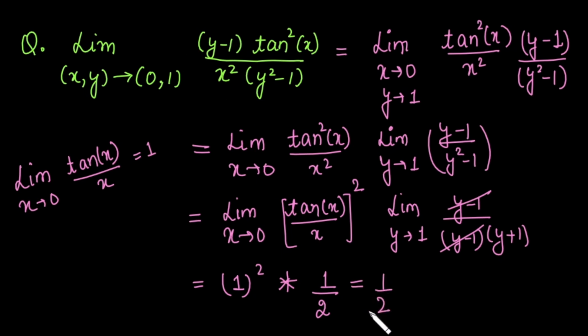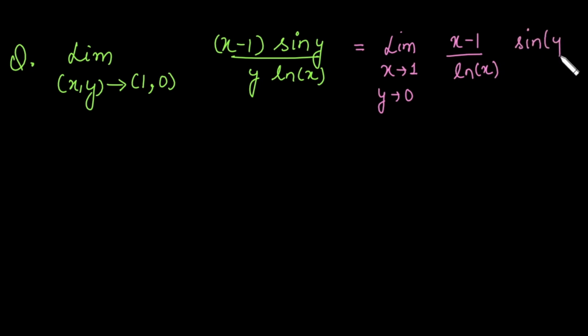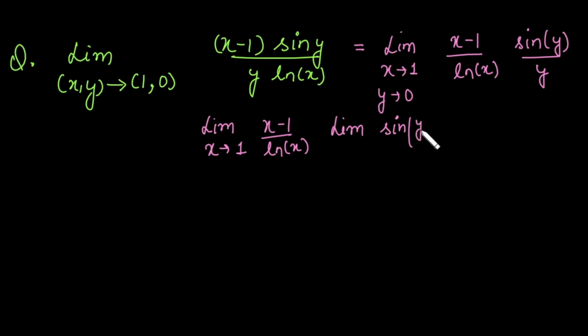In this case, this function is approaching to 1 by 2 whenever x is approaching to 0 and y is approaching to 1. Another question we have, find the limit of this function when x is approaching to 1 and y is approaching to 0. We can separate this function again into parts of x and y. We can write this as limit as x approaches to 1 and y approaches to 0. We have function x minus 1 divided by log of x into sine y by y. Separate this limit because it is independent of each other. So we can write as x is approaching to 1, x minus 1 upon log of x. It is not depending upon y, and the next factor is not depending upon the x.